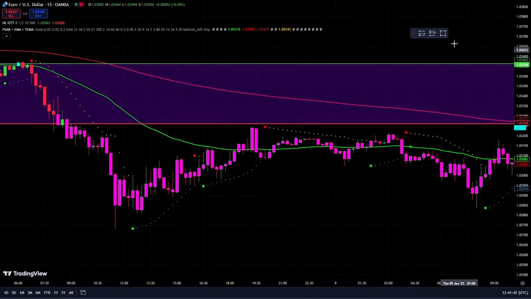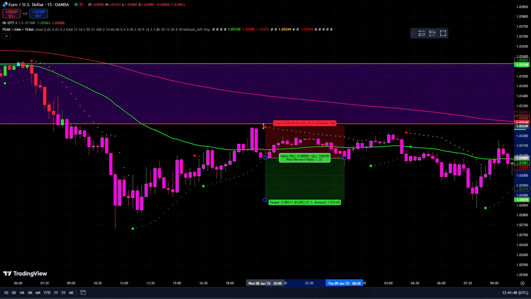Sell order setup. Confirm the trend. Price below the high and low optimized trend tracker equals bearish trend. EMA 50 below EMA 200 confirms bearish momentum. Wait for the price to retest the high and low optimized trend tracker area. Confirm the signal. Parabolic SAR appears above the price candlestick.